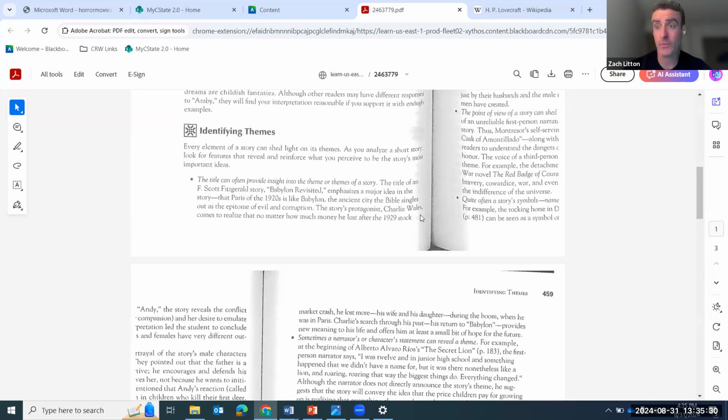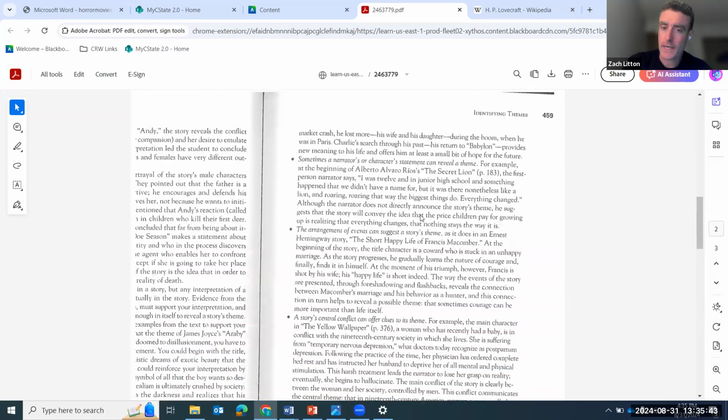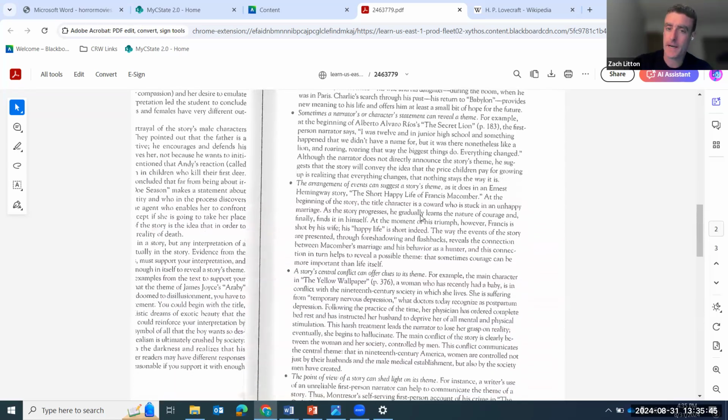So the first thing to look at with any story or piece of fiction or film is the title, right? What does the title tell us? What can the title give away about the meaning of the story? That's often a good one to look at. And then another one is the narrator or character statement. The way that the characters talk, or things that they say, can give a lot of insight into theme and what the meaning of the story is.